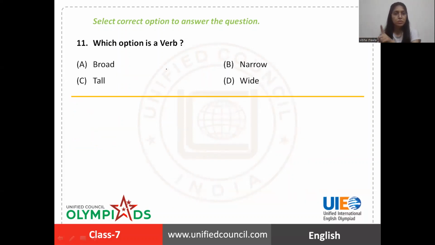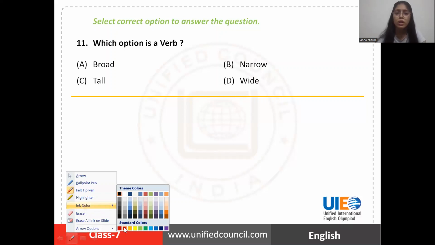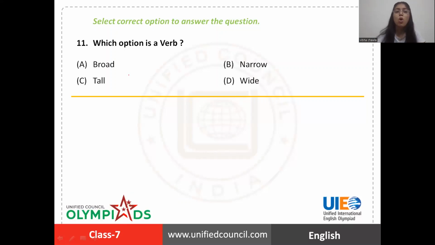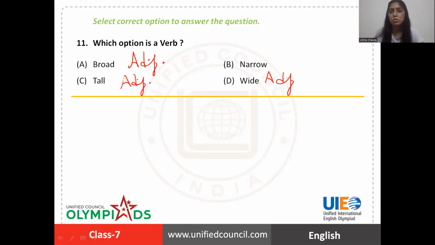Which option is a verb? If I talk about broad, if I talk about tall, if I talk about wide, or even if I talk about narrow, all these words are adjectives, no doubt. All of these are adjectives. We say, like broad street, wide street, narrow street, tall building. So all these are adjectives.